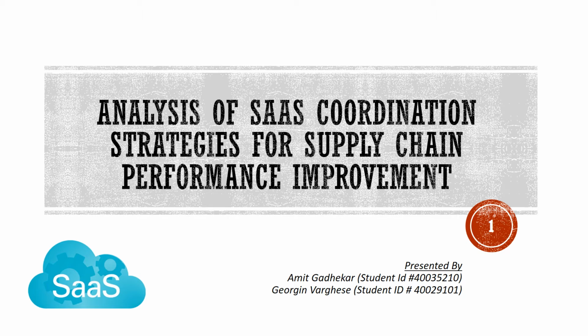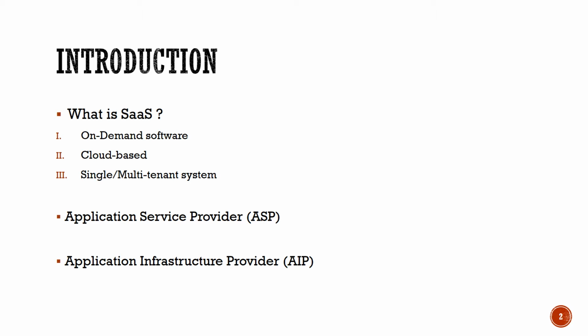We are going to present a project on analysis of SaaS coordination strategies for supply chain performance improvement. So what is SaaS? SaaS is software as a service. It's a software licensing and delivery model in which software is licensed on a subscription basis and is centrally hosted. It is sometimes referred to as on-demand.